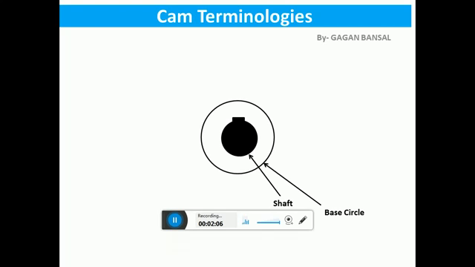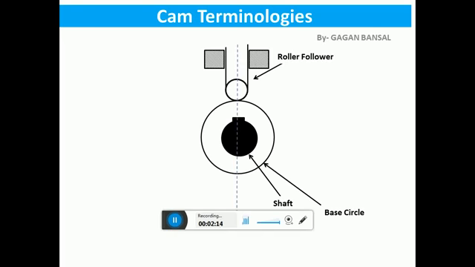Above this base circle we have a follower. In this particular cam terminology we'll be using the roller follower. What is a roller follower? It is a follower which has a spherical contact with the base circle.